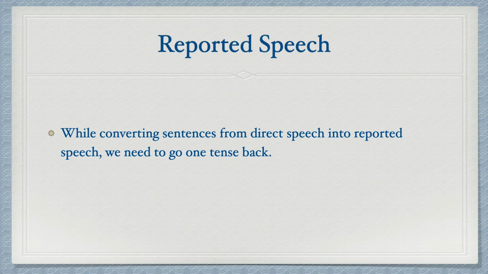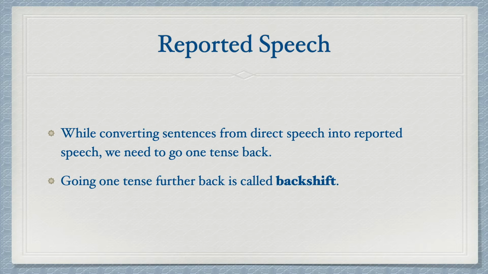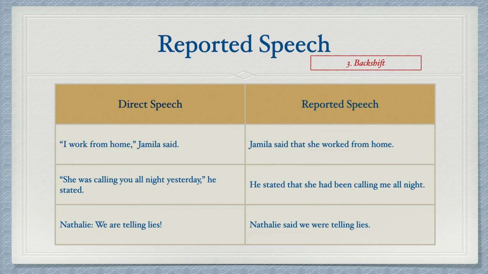Now, the magic part of reported speech. While converting sentences from direct speech into reported speech, we need to go one tense back. Going one tense back is called backshift. It means that if in the original direct speech sentence the verb is work in the present simple, it is going to be transformed into its past simple equivalent, worked, with the ed at the end. Was becomes had been, calling, are telling turns into were telling. You see, we need to go backwards and choose an older tense.